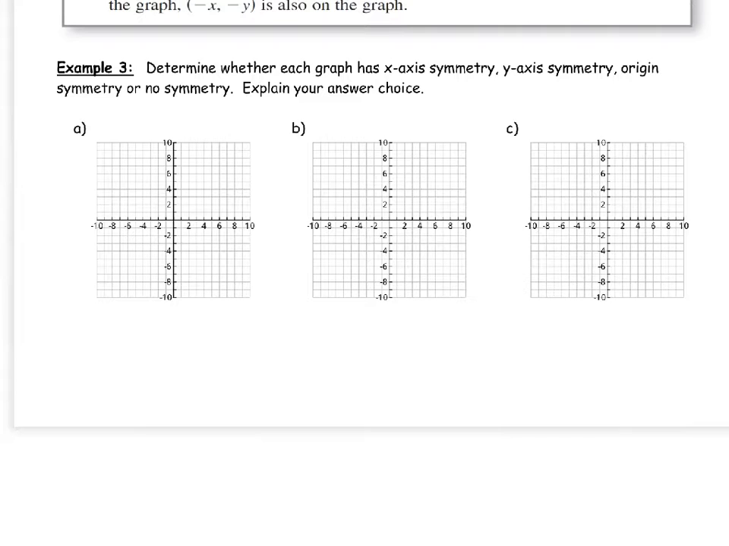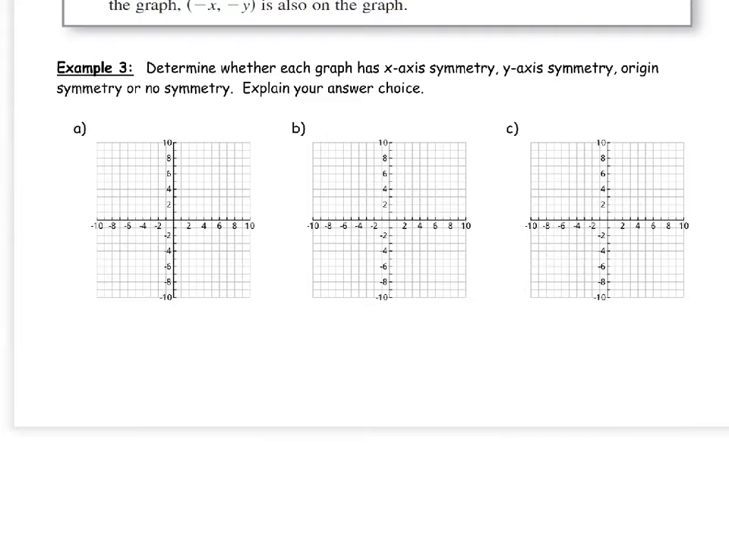Example 3 asks us to determine what type of symmetry the graph has, if any. So I'll try example 3b with you, and notice I've copied it down and labeled one of the points as (-5, -6). We'll start with x-axis and y-axis symmetry. To determine that, the easiest way graphically is to look at the axes x and y.